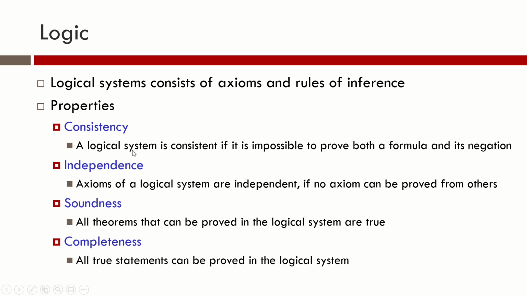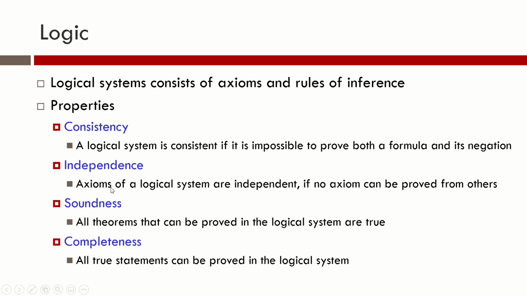Consistency means that a logical system is consistent if it is impossible to prove both a formula and its negation. You cannot prove P and negation P. You can either prove P or you can prove negation P, but not both. It is impossible to prove both the formula and its negation. Then we say that the logical system is consistent.